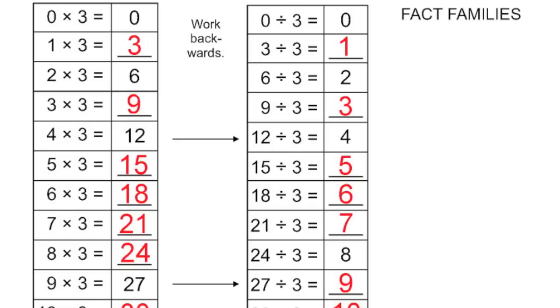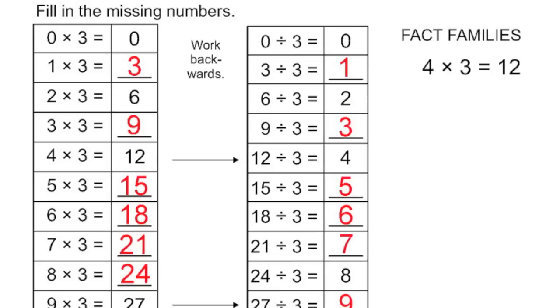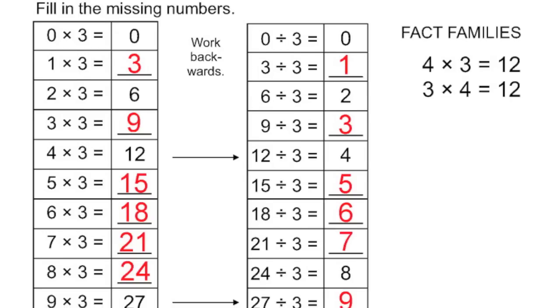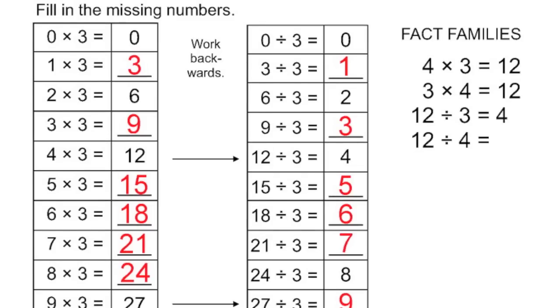Okay, so dealing with 3, 4, and 12, I'm going to go ahead and start with my multiplication problems first. I'm going to say 4 times 3 is equal to 12, and 3 times 4 is equal to 12. Remember, it doesn't matter which one goes first with multiplication. Now I'm going to get into my division. 12 divided by 3 is equal to 4, and 12 divided by 4 is equal to 3.